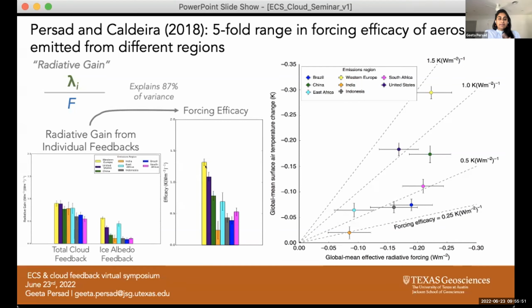Right, so then we have this fact that the past emitters happen to be high efficacy and the future emitters happen to be low efficacy. So how does this scale up to the evolving global spatial pattern that we've actually seen historically? Because this suggests that perhaps past aerosol patterns might produce a higher efficacy than the present or projected future patterns.